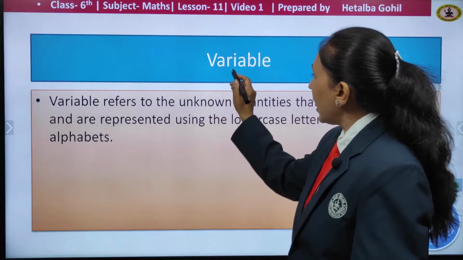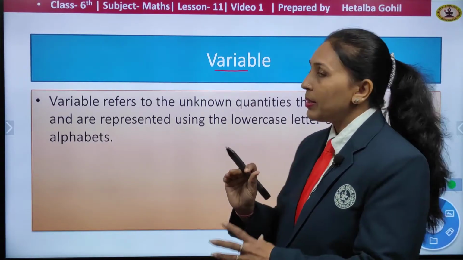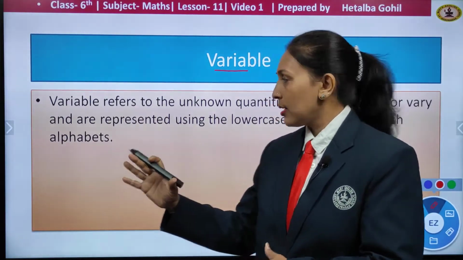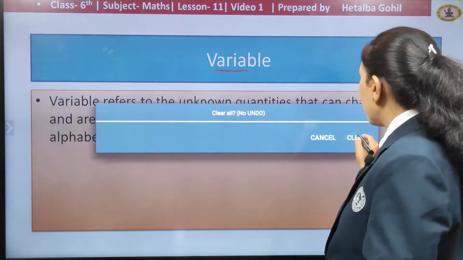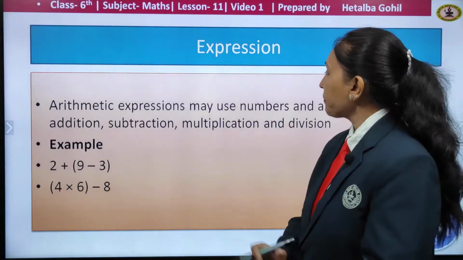So the name itself tells us that variable means something that varies, something that changes. So from here only we come to know the meaning of the word variable.